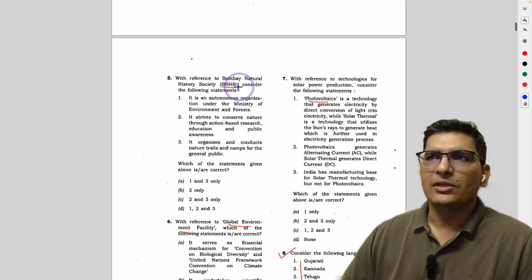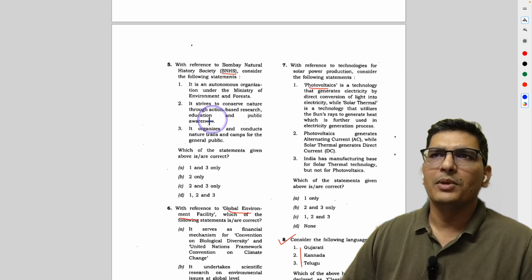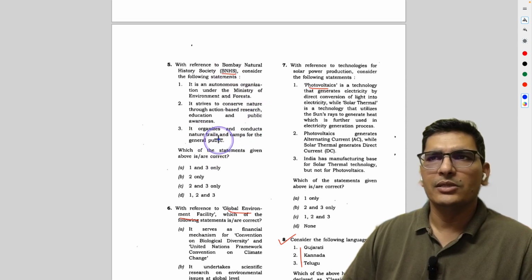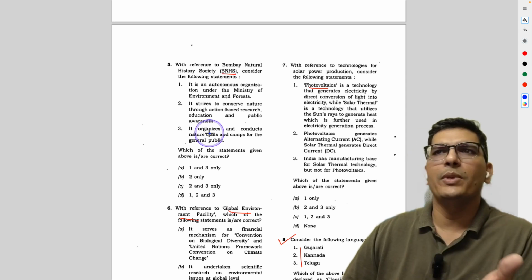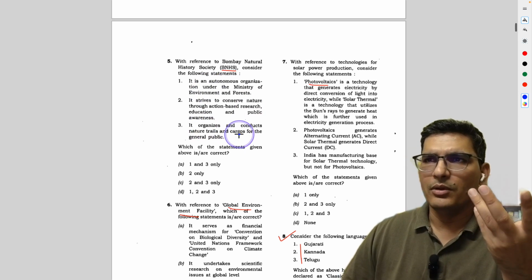Okay, BNHS. So this was underlined. This is something that we may want to do in the second round. Just go through the statements, how good the statements feel. Autonomous organization, environment ministry strives to conserve. Okay, this is a simple kind of statement. Strives to conserve nature. Okay, so words have meaning. I'll see. Okay, organizes nature camps. This is a question you may do in the second round, or you may feel, okay, I'll do it in the third round. Not an issue, right?